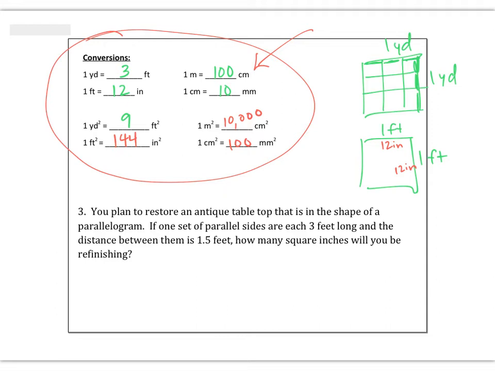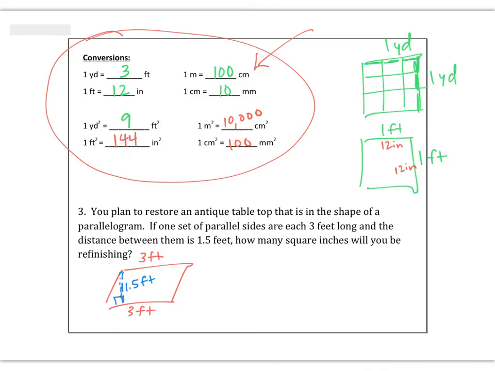So here we go. You plan to restore an antique tabletop that is in the shape of a parallelogram. I always like to draw a picture, so here it is. If one set of parallel sides is each 3 feet long, so here's one set of the parallel sides, they are 3 feet long each, and the distance between them is 1.5 feet. So this height, or this distance, is 1.5 feet.